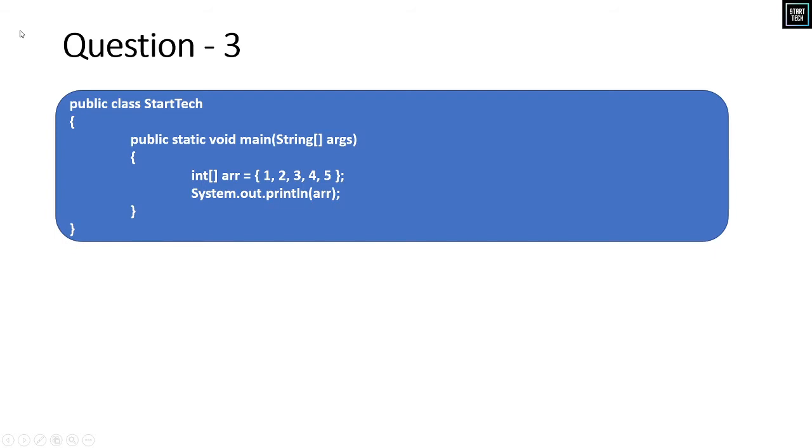So here it is, the third question. Here we have declared one array, and we can see we have assigned 1 2 3 4 5 to the array, and we simply print the array. So any guesses here, what will be the output?